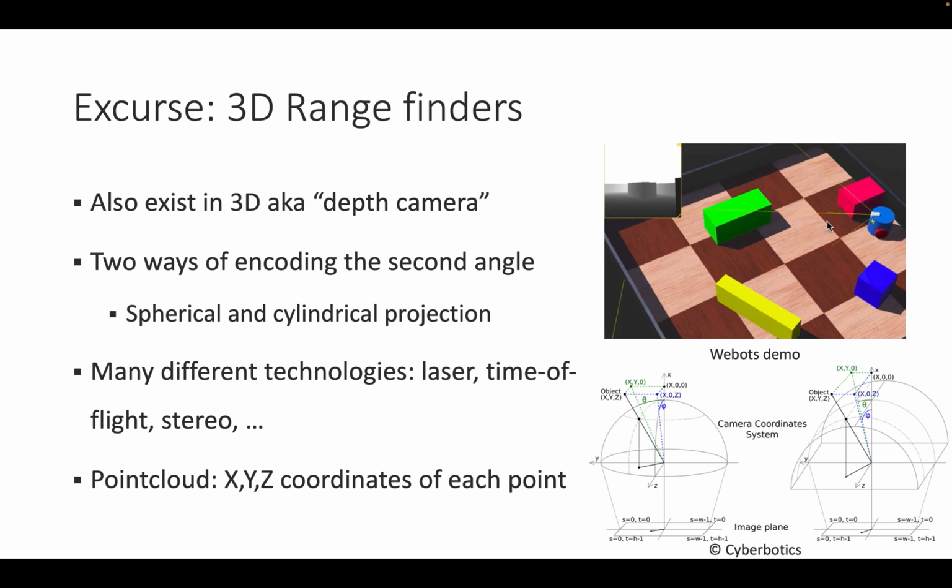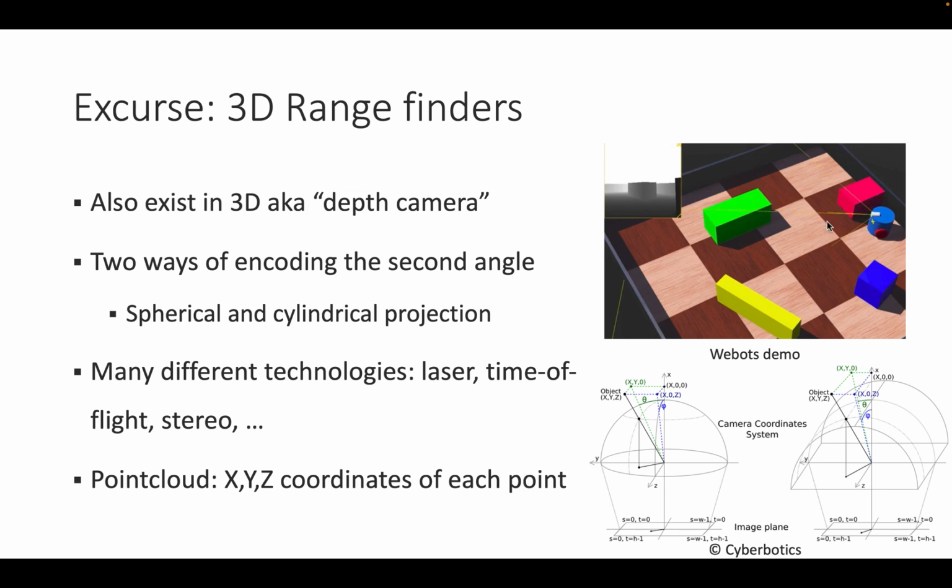Now we can do a little excursus into 3D rangefinders, because they have become a very important sensor in robotics. They are also known as depth cameras. There's a demo in Robotics that you can run through. It's the rangefinder demo in the guided tour. And what you will find in practice is that there are 2 different ways of doing polar coordinates in 3D.